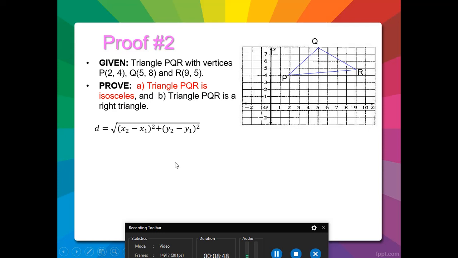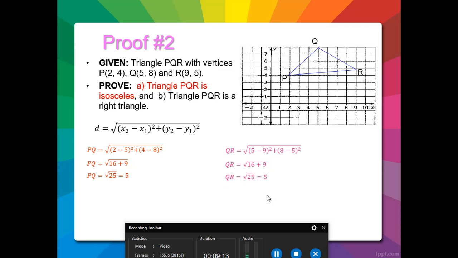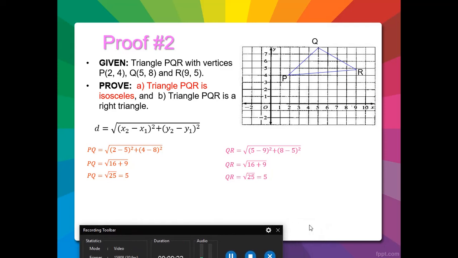So remember, we start with a formula. We're going to calculate the length of PQ. And again, I have a distance of 5. I believe QR is the same length, so now I'm going to go ahead and calculate QR. And again, I have a length of 5. If this did not come out to be 5, I would proceed and do the third distance on side PR to see if I can get another side congruent. But since I've met the criteria, I'm going to go ahead and write a conclusion at this point.